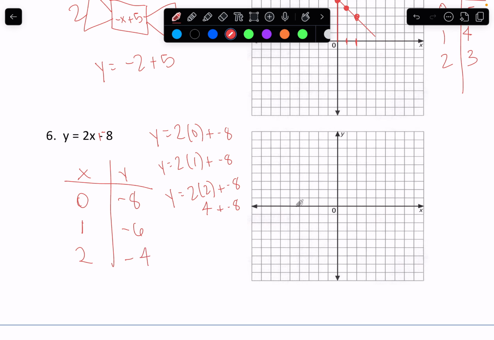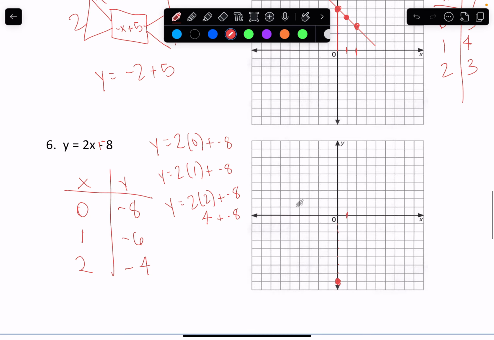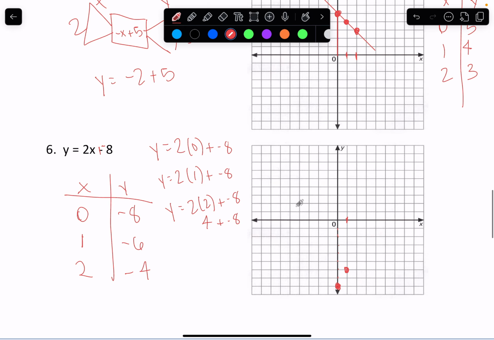All right, so let's graph these. When x is 0, y is negative 8. I think that's 8 down there. Let me check. 1, 2, 3, 4, 5, 6, 7, 8. Perfect. When x is 1, y is negative 6. And when x is 2, y is negative 4. All right, not too bad.